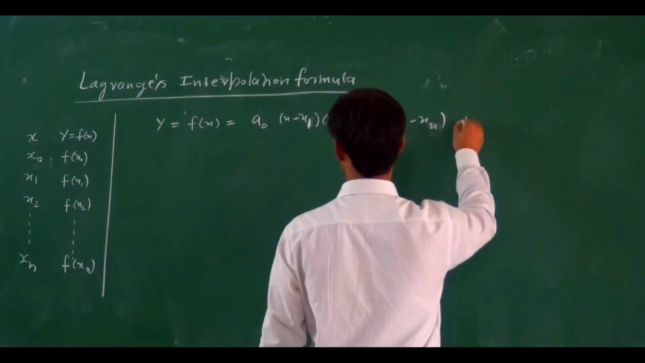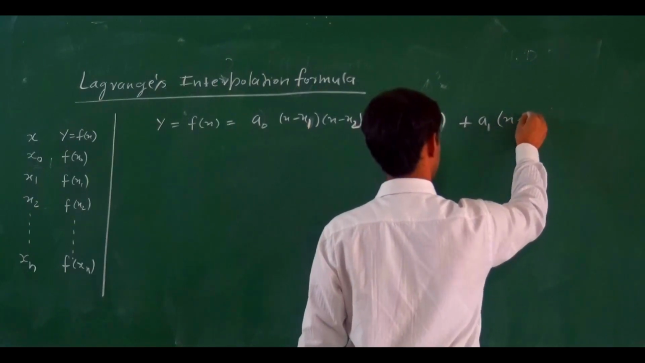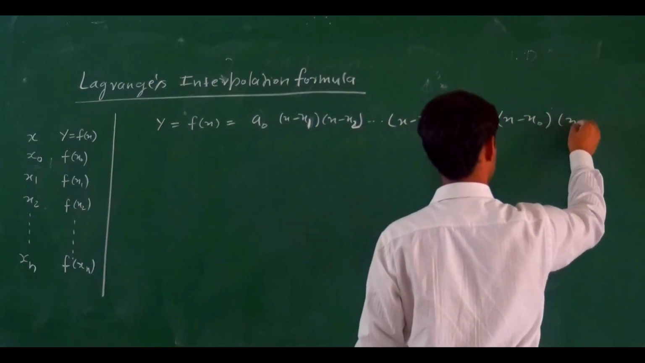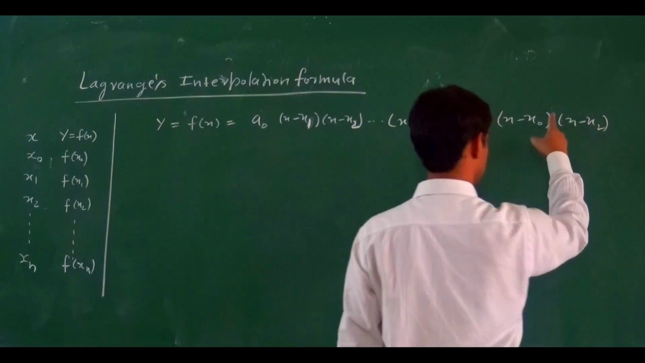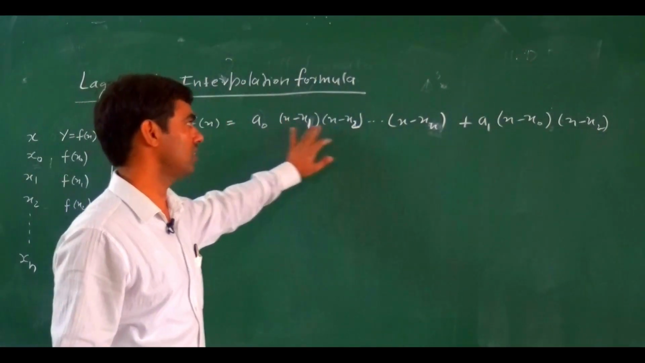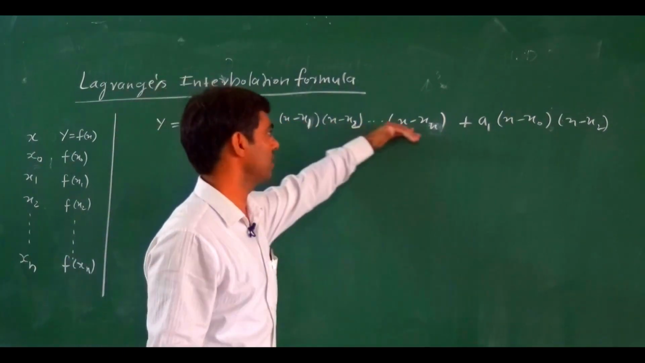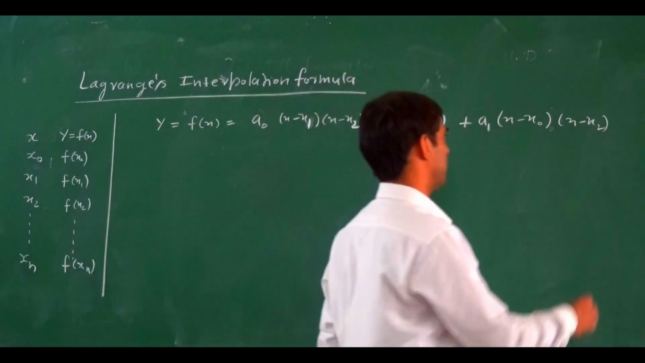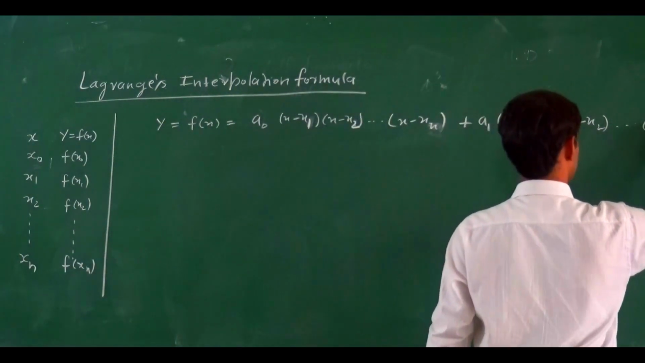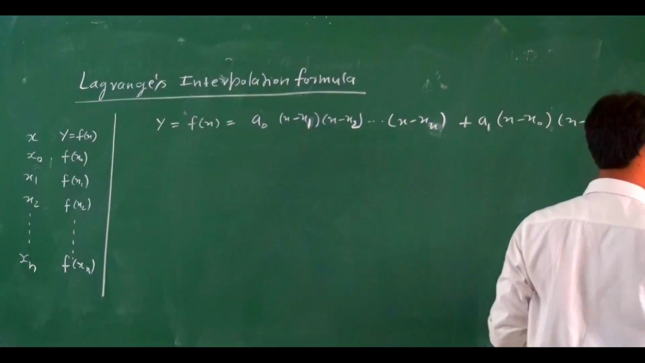Similarly, here we write a1 times x minus. We started from x minus x0, x minus x2. There is a missing term x minus x1. From x0 to xn there are n plus 1 terms, but there is a missing term. So what is the degree of this one? The degree of this one is n. Similarly, here x minus xn. What is the degree of this term? The degree of this term is also n.